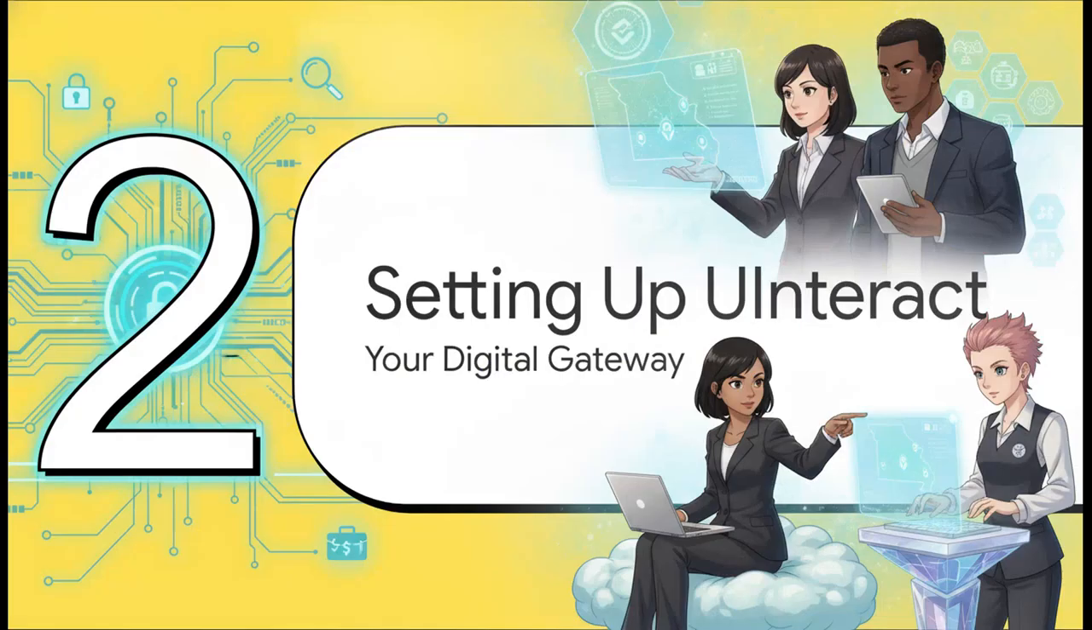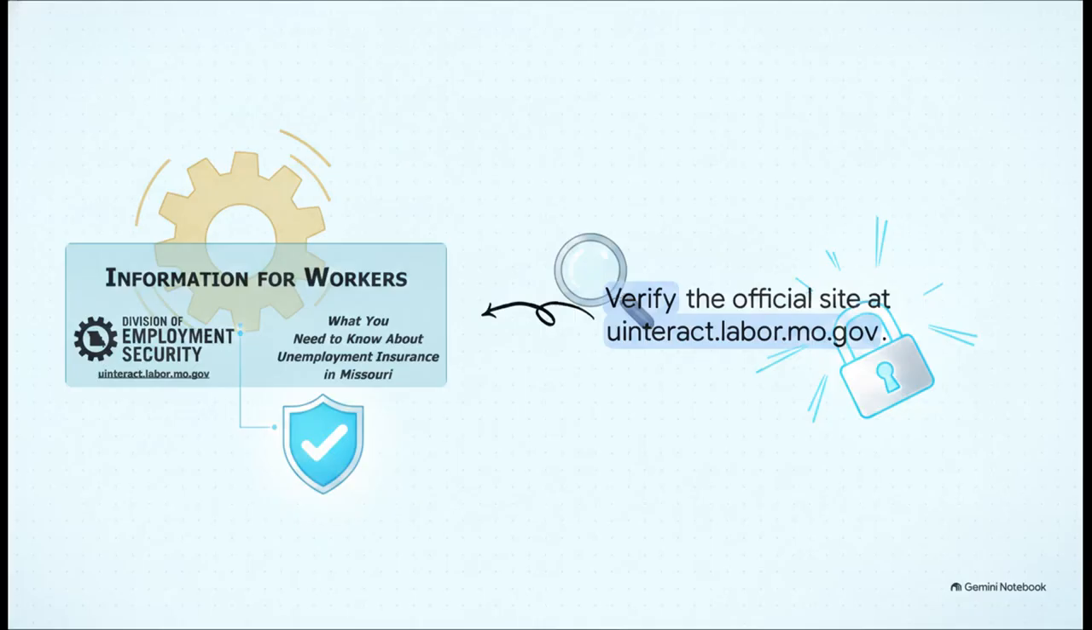All right, moving right along to Section 2, Setting up UInteract Access. First things first, you need to make absolutely sure you are at the official uinteract.labor.mo.gov website. There are plenty of unofficial lookalike sites floating around out there, so double-check that exact URL. We want to ensure your highly sensitive data remains perfectly secure.